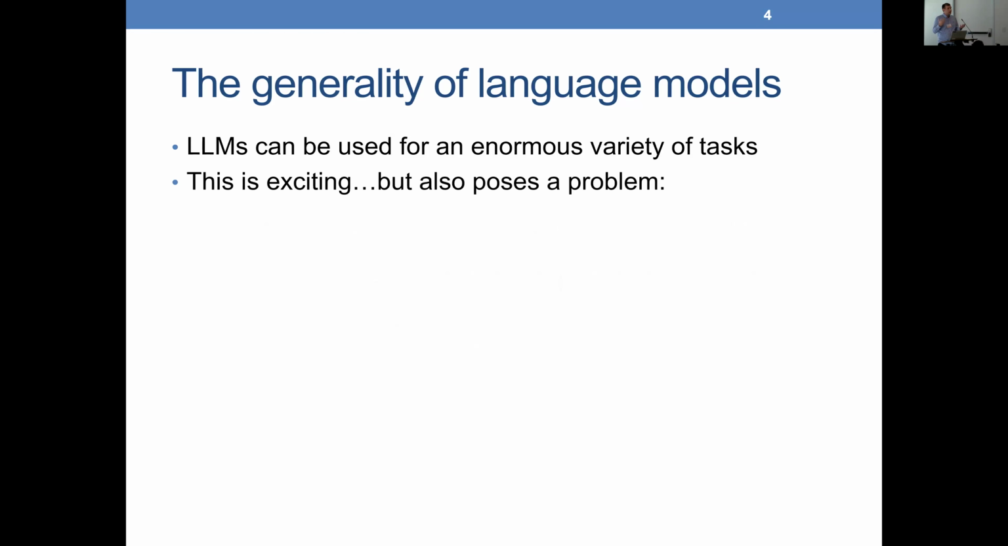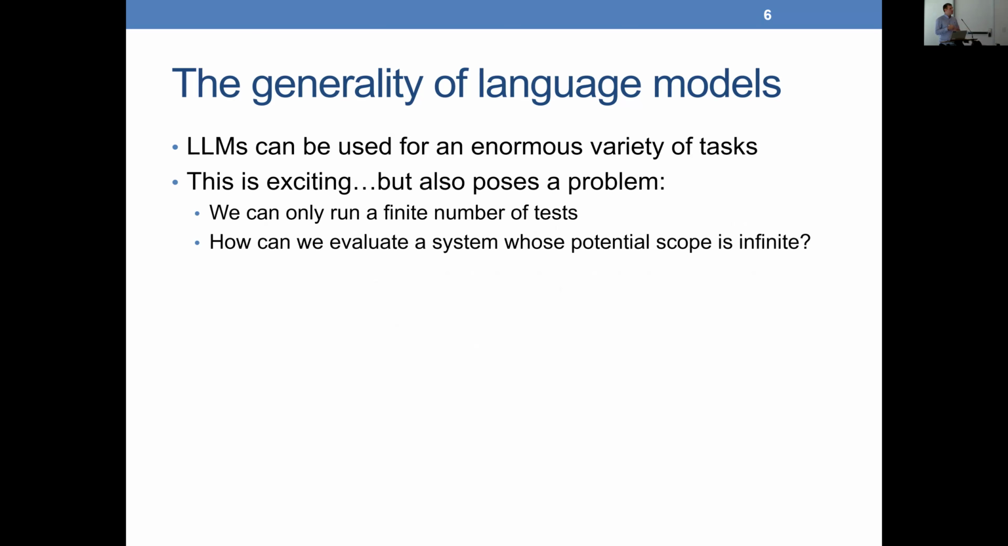It's one of the most exciting properties of large language models, but it also poses a real problem for our ability to understand them. Because we can only run a finite number of tests, so how can we possibly hope to evaluate and understand systems whose potential scope is infinite?